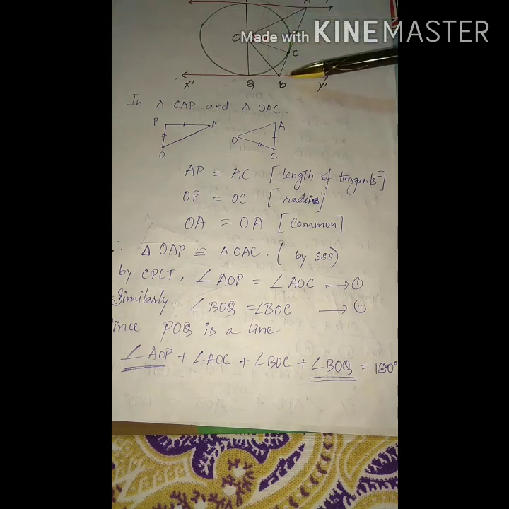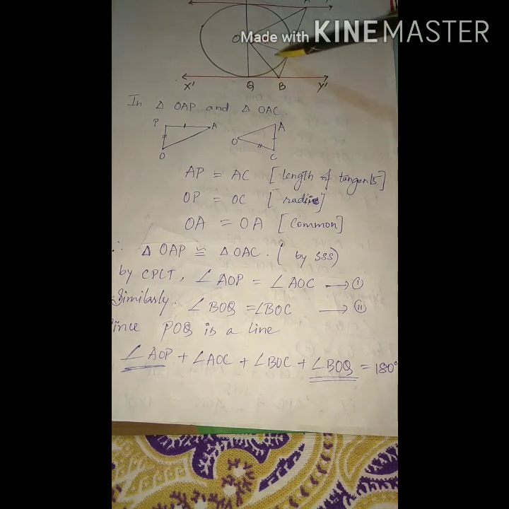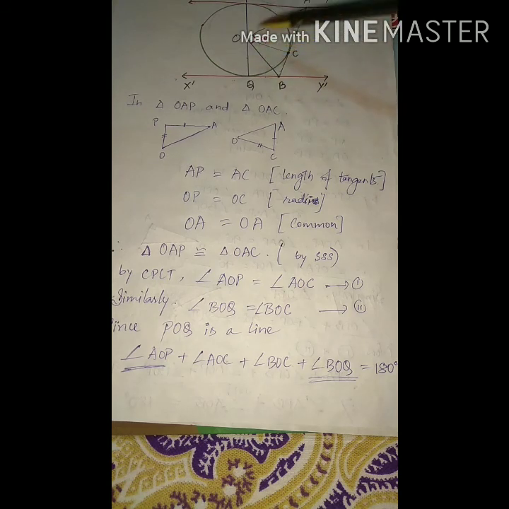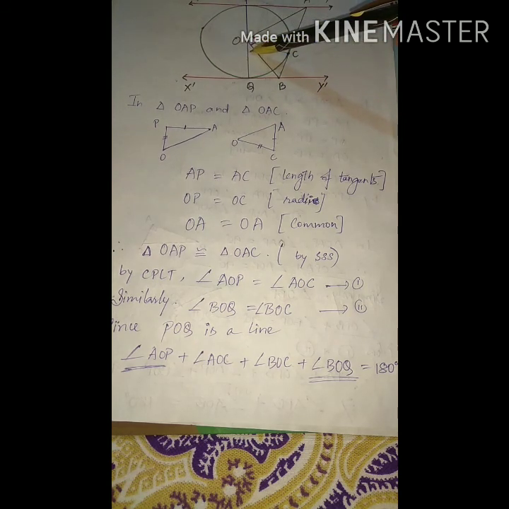Similarly, if you consider these two triangles, COB and QOB, or you can say BOQ and BOC, the same condition applies here also. These two triangles are also congruent because all sides are equal. So we can say these two angles are equal. That means BOQ is equal to BOC. This is written here, you see.